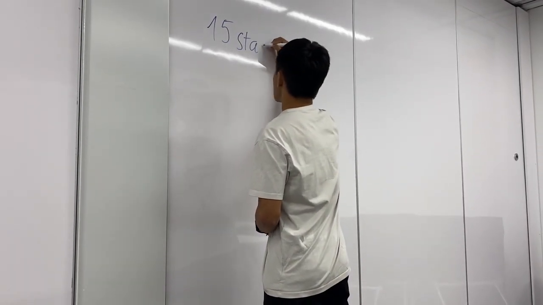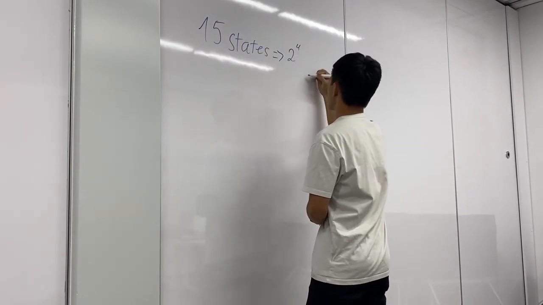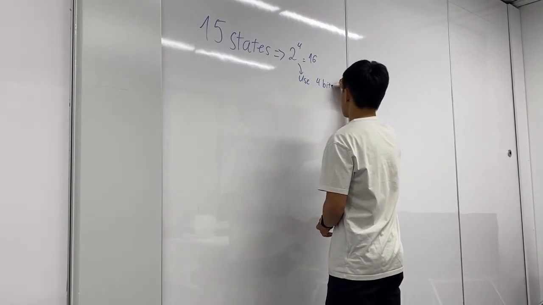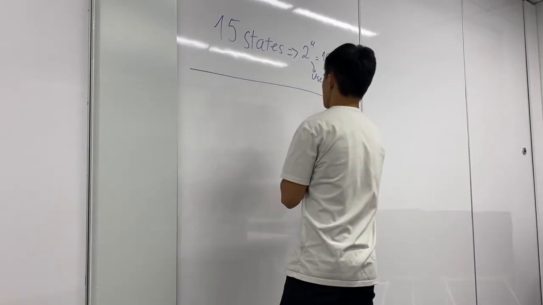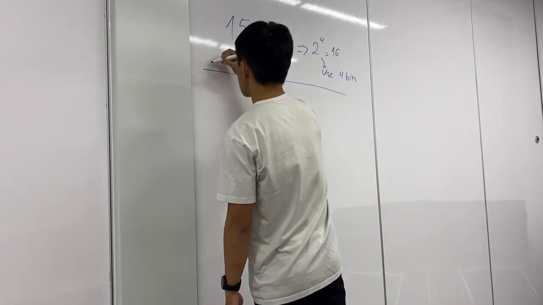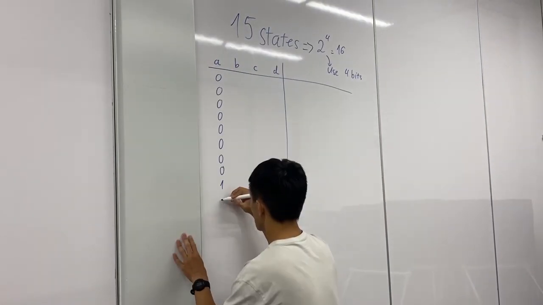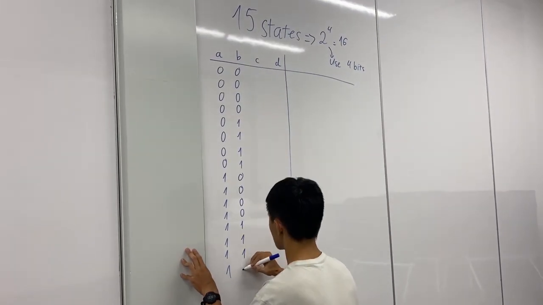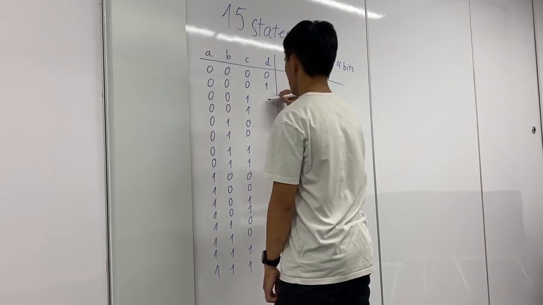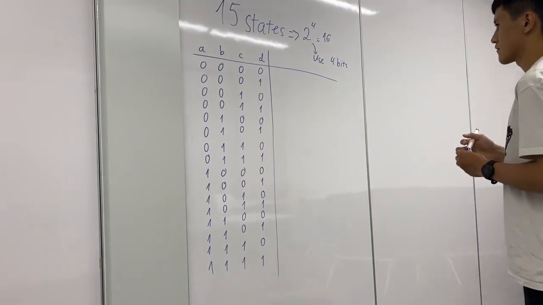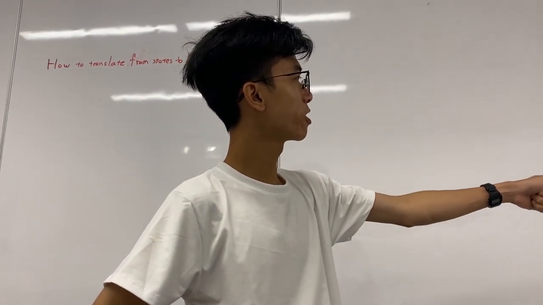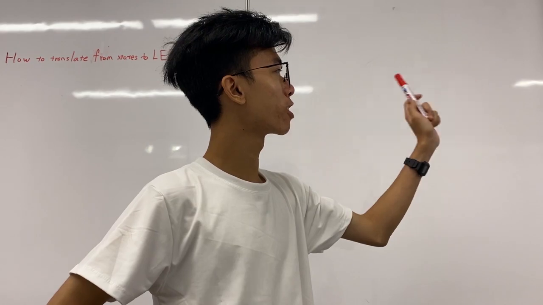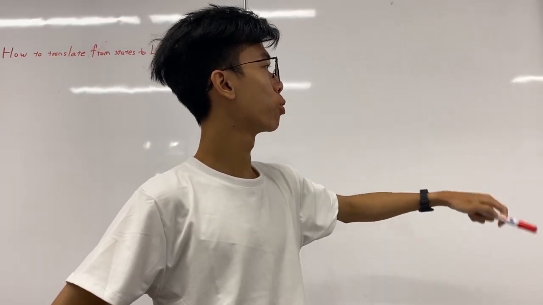Since we have 15 states, we can give 4 bits to represent each and every state. And therefore, we have the following truth table. But how do we translate the state to the next state and put it in a loop?